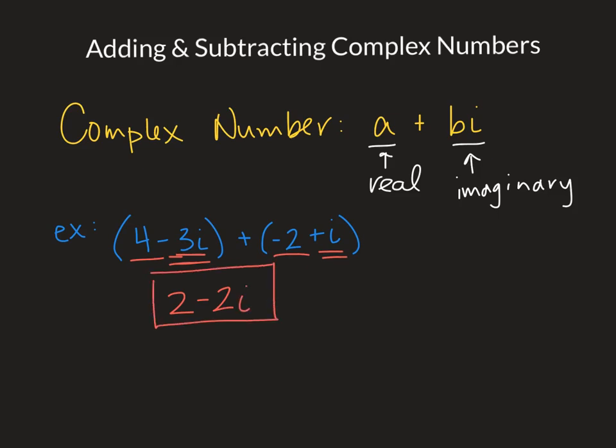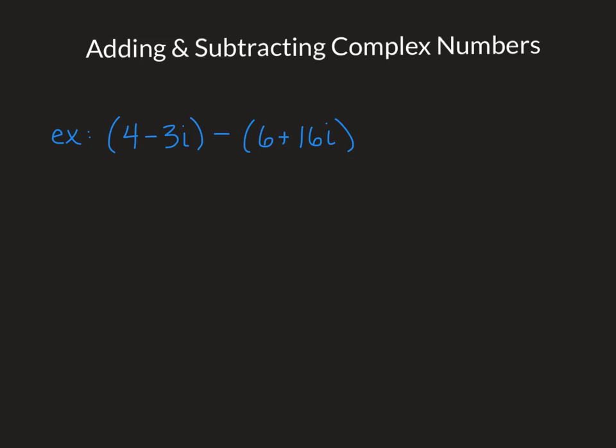Okay, next we will subtract two complex numbers. And here, when we subtract, it's just like subtracting anything else. When you have a minus sign, you do need to make sure that you distribute that minus sign through. So we'll have 4 minus 3i, our first complex number. Then we'll subtract the 6, and we'll also subtract the 16i. So we distributed the negative sign through.